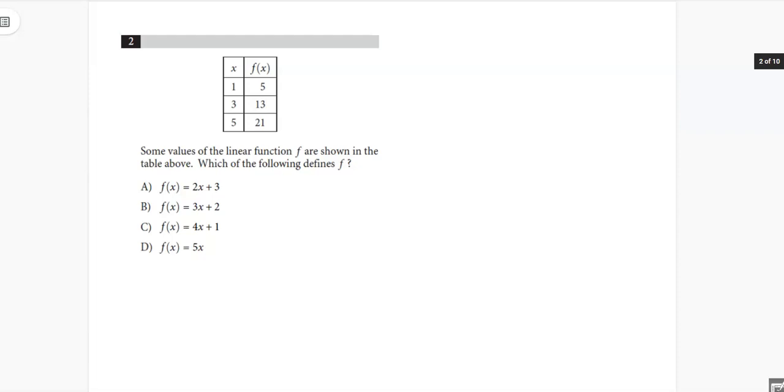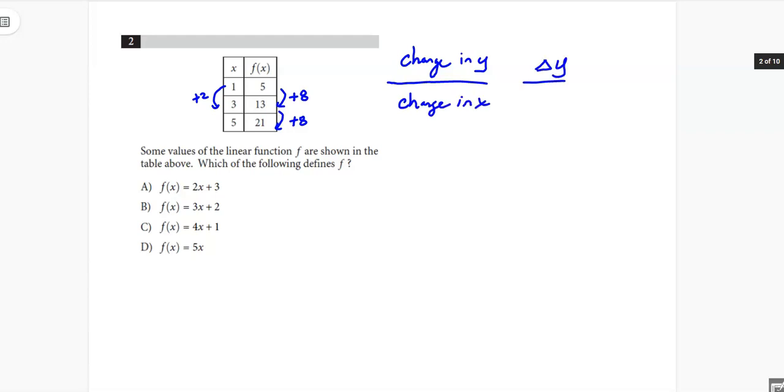Now they try to trick you here. Looking at the table, I'm noticing it's going up by 8 every single time. However, over here on the right side, the x's are going up by 2. So if you focus on the change in y versus the change in x, I'll use a Greek letter for short, delta y over delta x, you're changing by 8 every time x changes by 2, which is basically slope. So our slope here is 4. So I know the correct answer is C.